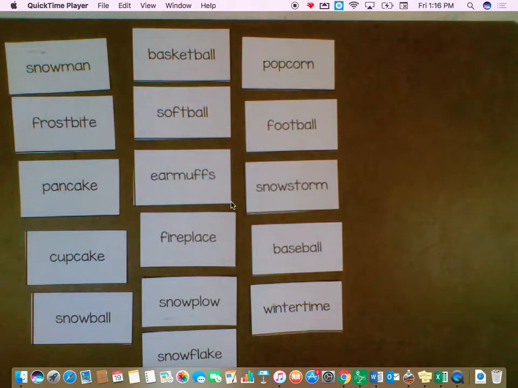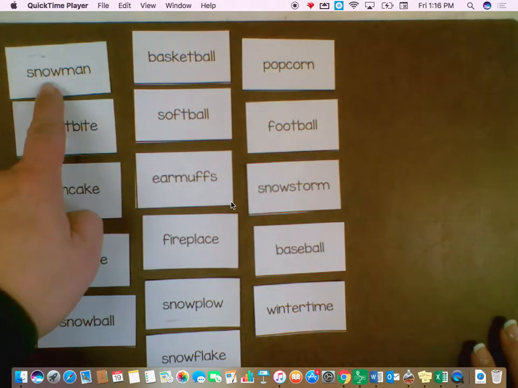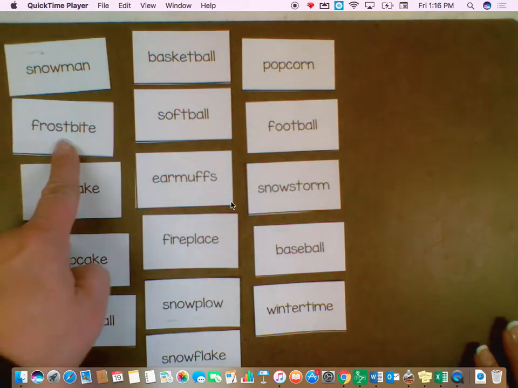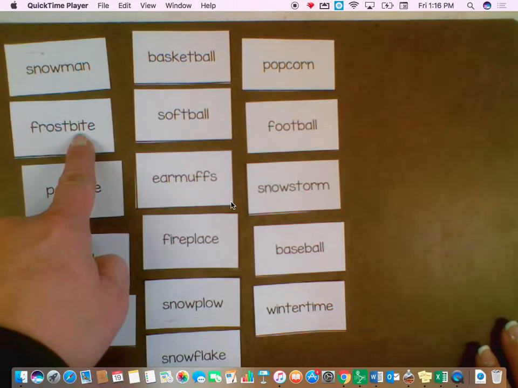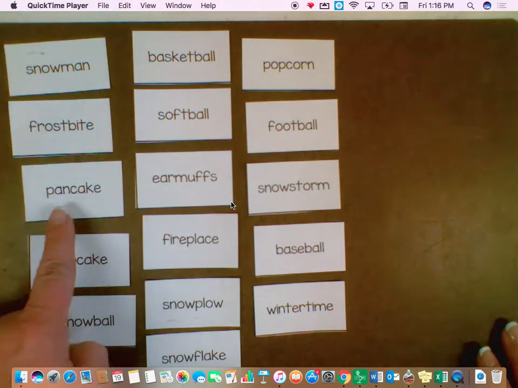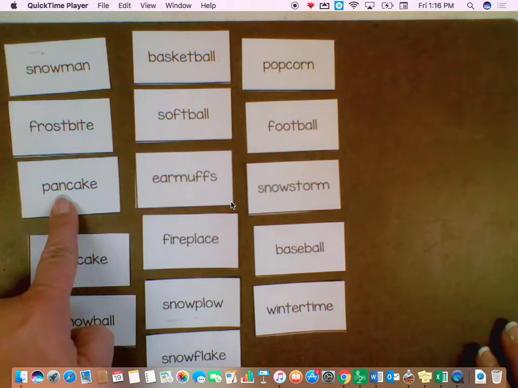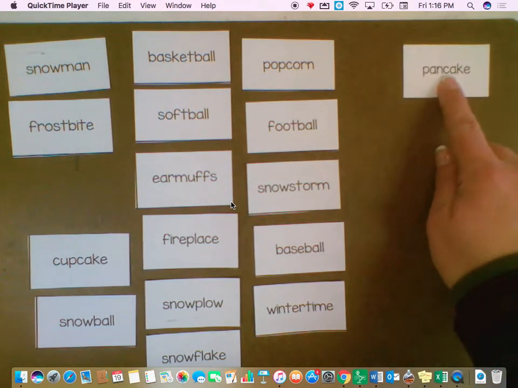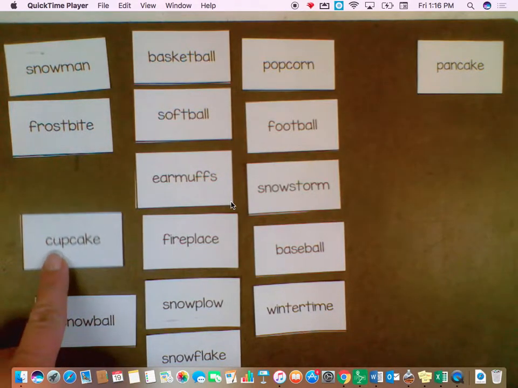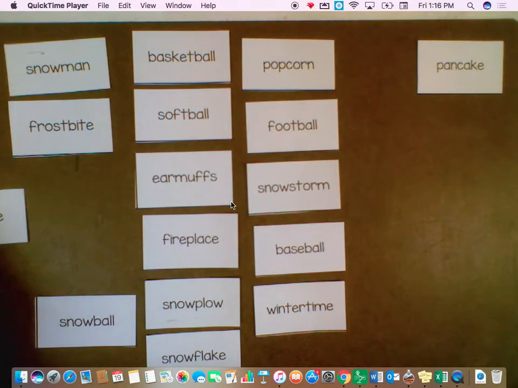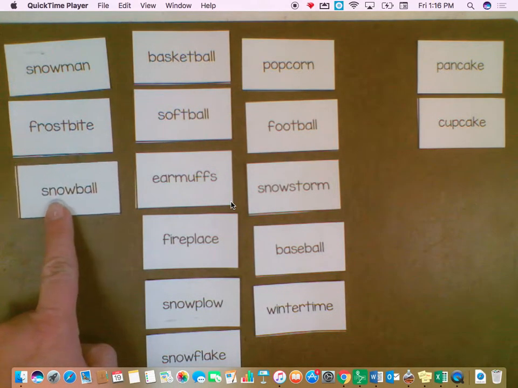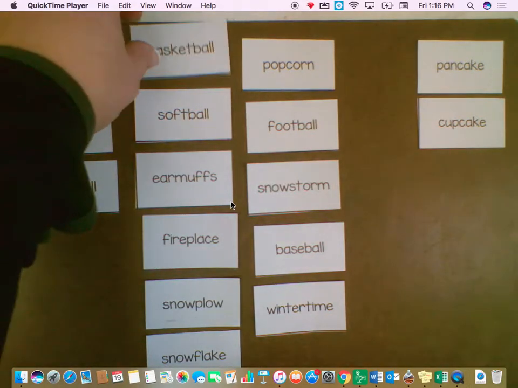All right, so I'm going to read through these and see what has to do with winter. So I've got snow and man, put them together, make snowman. That has to do with winter. Frost and bite, frostbite. That has to do with winter. Pan and cake makes pancake. Doesn't really have to do with winter, so I'm going to slide it over to this side. Cup and cake, again, doesn't have to do with winter, so I'm going to slide it over here. Snow and ball makes snowball. That has to do with winter.